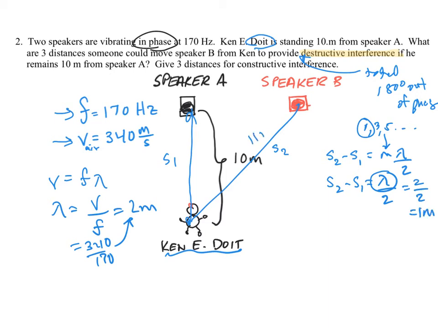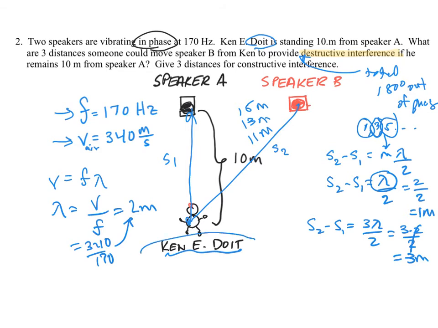So this would have to be 11 meters here. That is 10 meters, so we could put speaker B 11 meters away. Or the next possible location would be if we chose M to be 3. So the difference between the two sources is 3/2 of a wavelength, which would be 3 times 2 over 2, or 3 meters away. So this could be 13 meters, and you can guess by the pattern, when M is 5, the next distance would be 15 meters. So that would be for total destructive interference. We could place speaker B 11, 13, or 15 meters away, and Ken would hear no sound at all if these things were perfectly in phase.